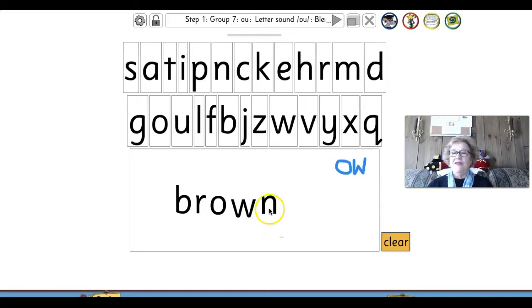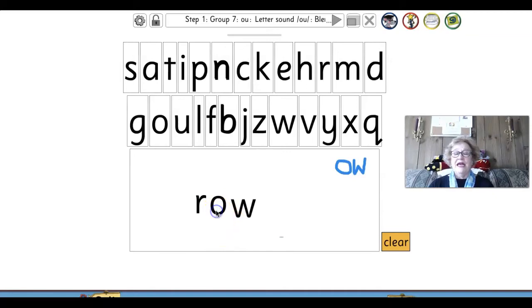Now, if I take away the B and I stick it back up here, what word do I have left? Brow. And some of you might be thinking, well, if I take the b away, I have the word row. Now the OW is making that ow sound, so don't be tricked. It's not row. All right, it's brow. Even though there is a word row, we're not going to talk about that today.